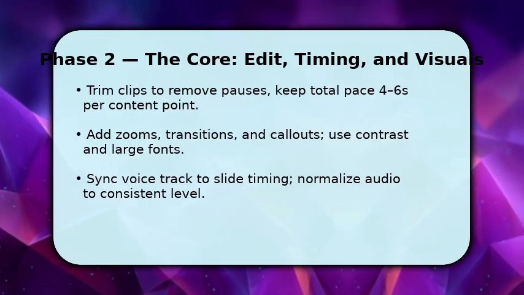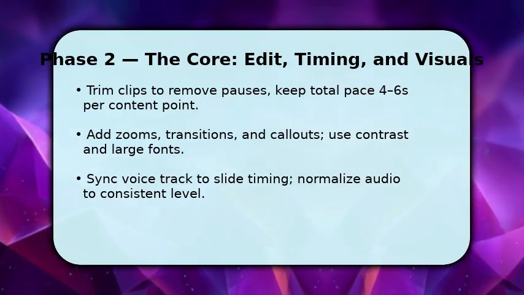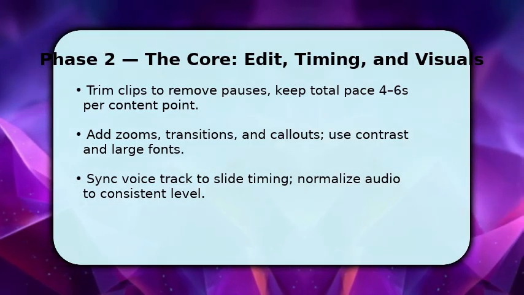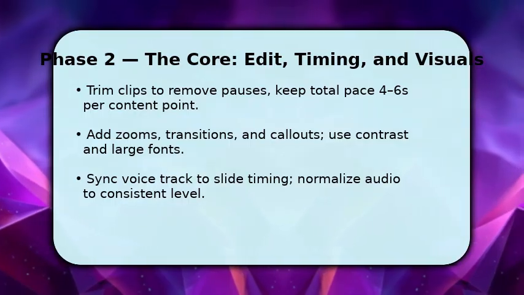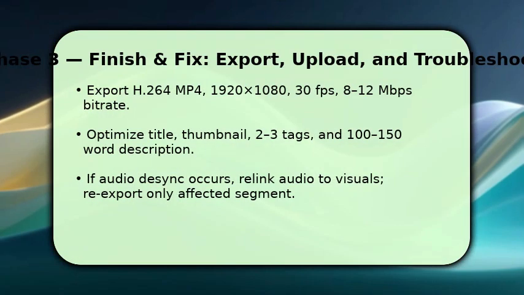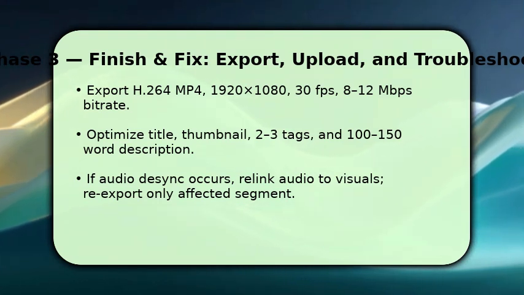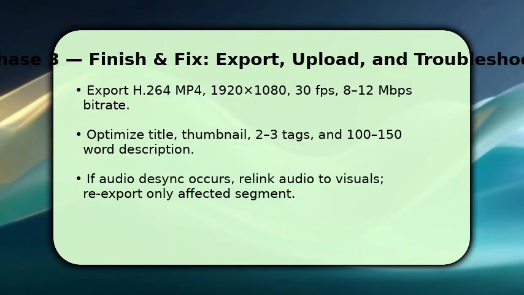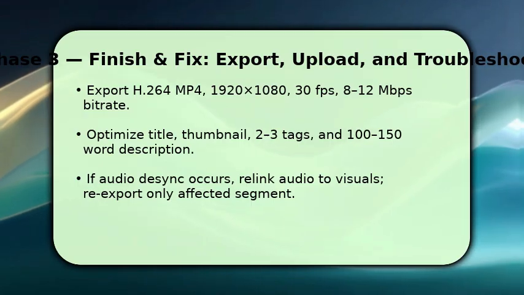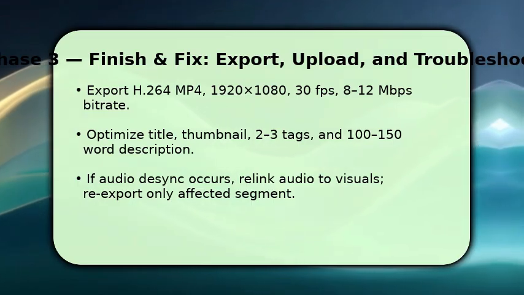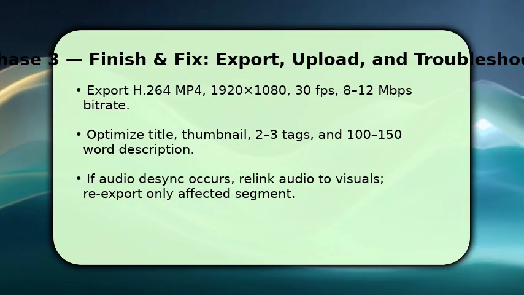Once done, align and trim your voice track to match slide changes, then normalize levels so audio stays consistent throughout the video. Finish by exporting the final edit as H.264 MP4 at 1920 x 1080, 30 fps with an 8-12 Mbps bitrate to balance quality and size.